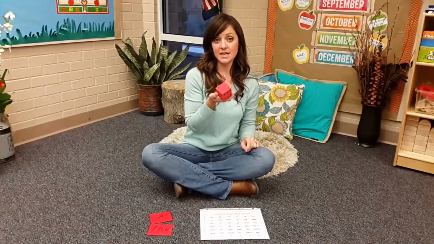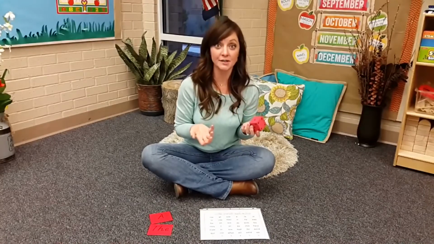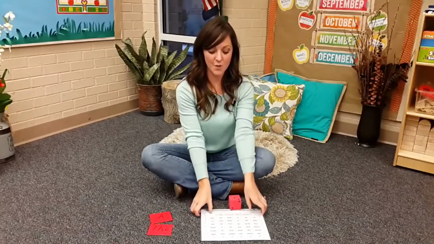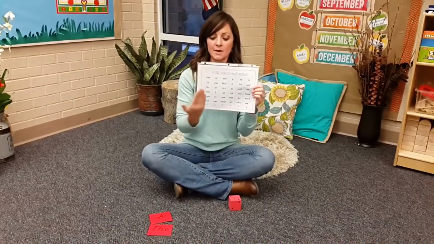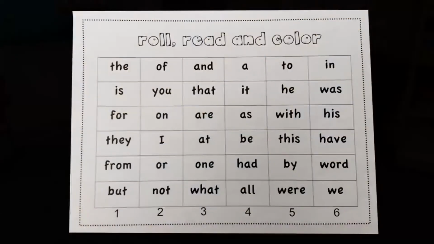I have a simple dice. You can use any kind. My goodness, you could even use a rock and draw the dots on the rock. All they need to do is roll the dice, and I have a form. On my form, there are columns. And then in each of those columns are sight words. Of course, you can change and manipulate this sheet to whichever sight words you're working on.